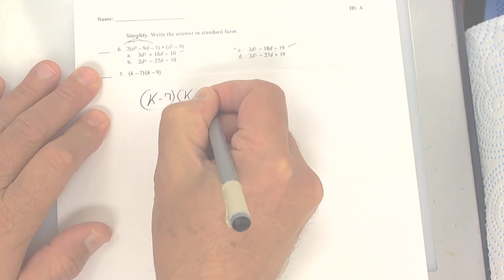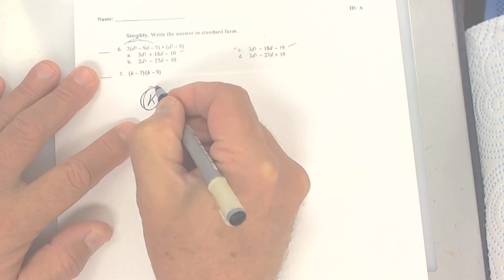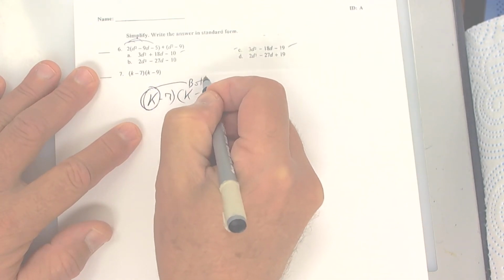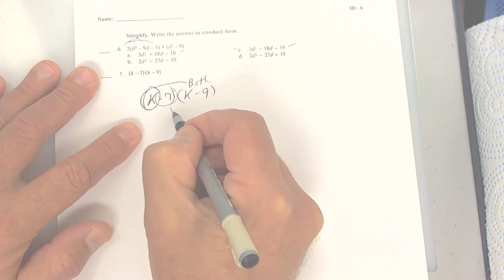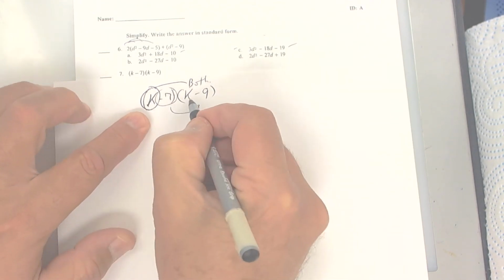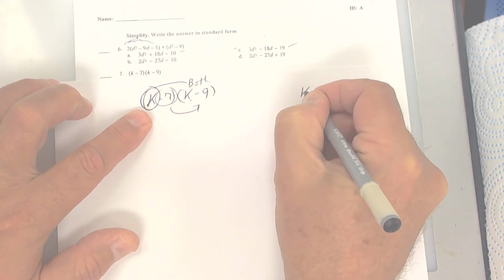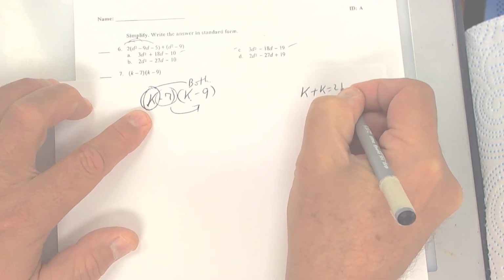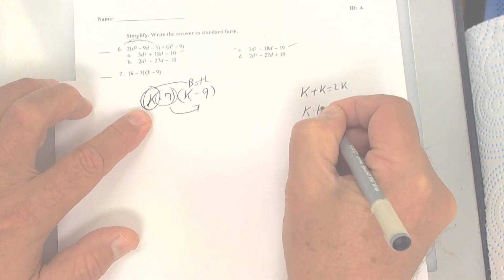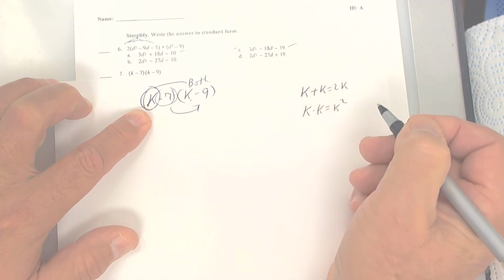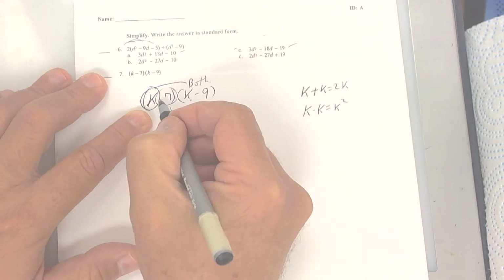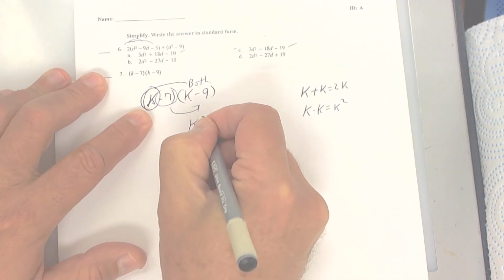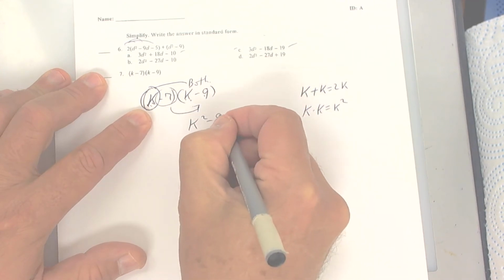Okay, you should know how to do this. You're going to take this one to both of these, and then you're going to take this one to both of these. So k times k. Remember, k plus k is 2k, but k times k is k squared. Make sure you know that. k times k is k squared. k times negative 9 is negative 9k.